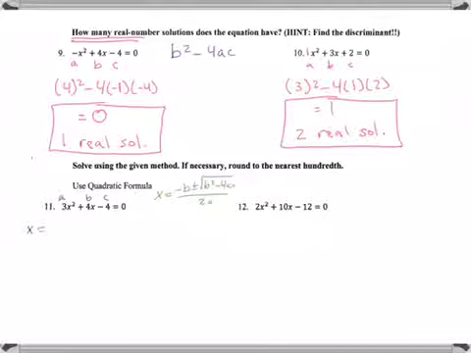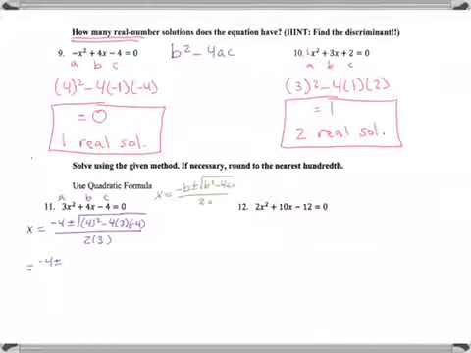So x equals -b, which would be -4, plus or minus the square root of 4 squared minus 4 times 3 times -4, all over 2 times 3. So as we go along simplifying this, we get -4 plus or minus the square root of 64 over 6. The square root of 64 is 8, so I've got -4 plus or minus 8 over 6.